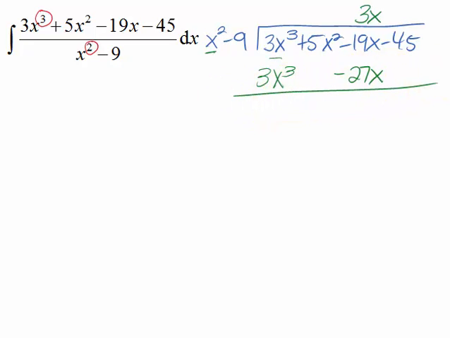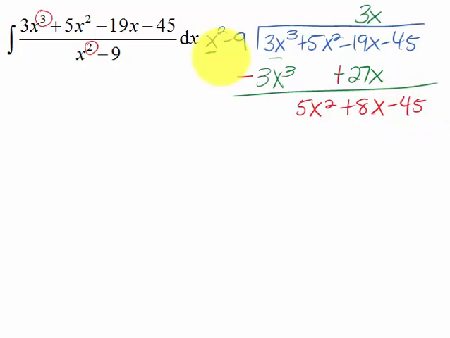Remember, the next thing you do in long division is subtract. Subtracting will change these signs. This will cancel. I'm going to bring down the 5x squared. Here I have 27x minus 19x, so that's going to be plus 8x, and then I'm going to bring down minus 45.